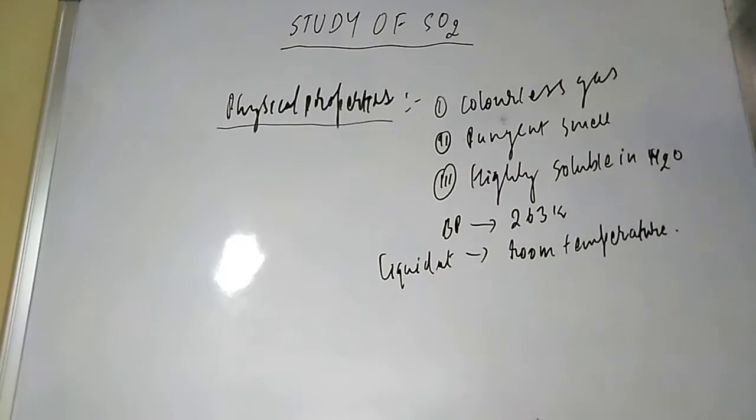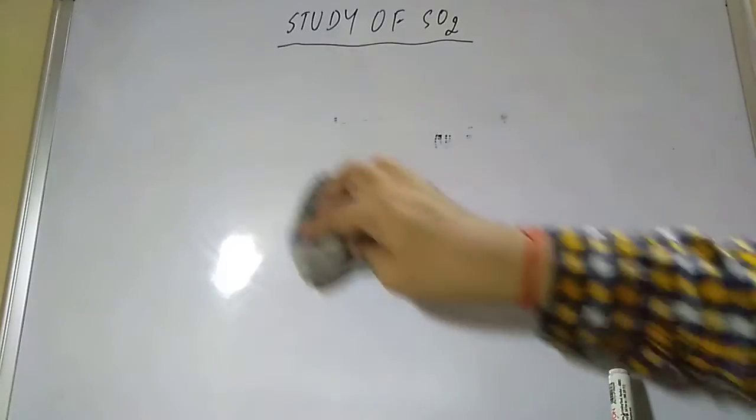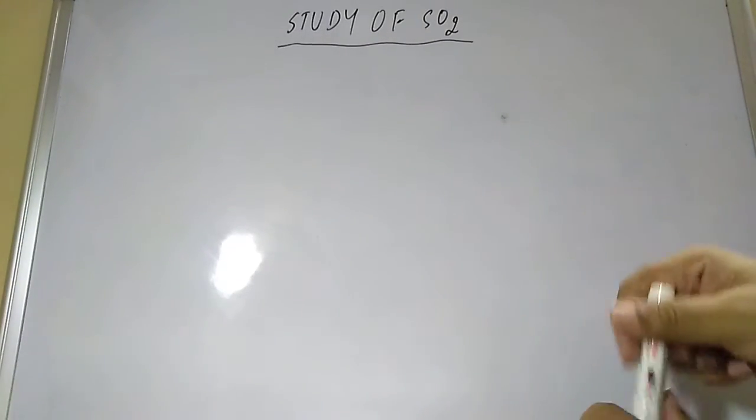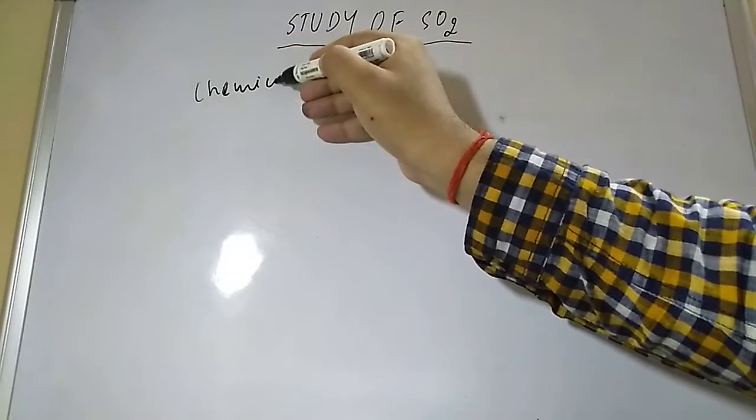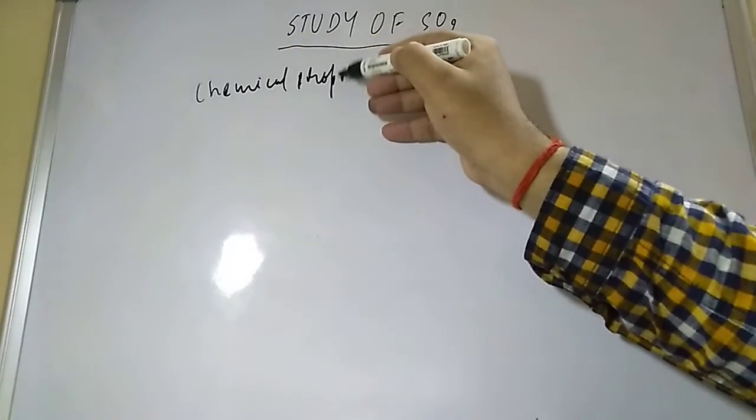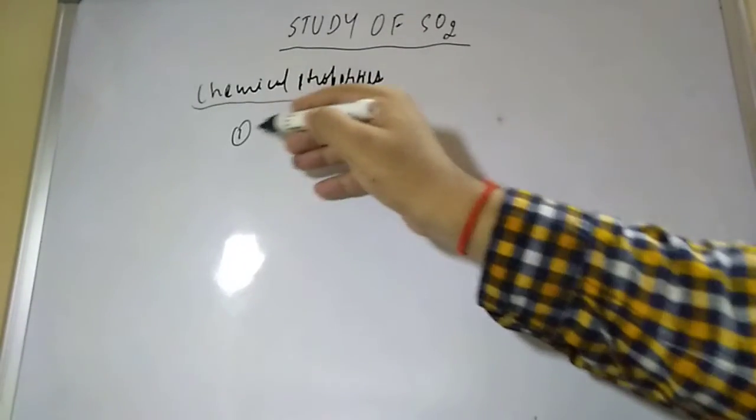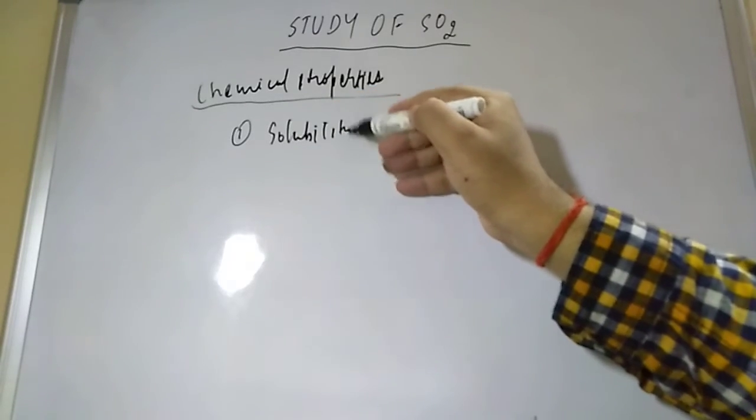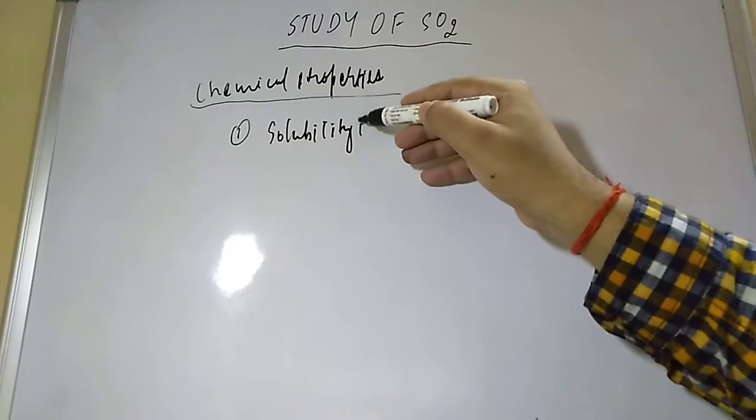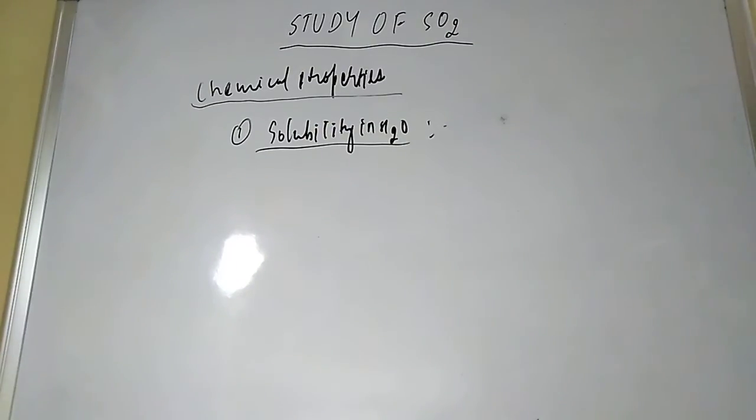Now let us move to the chemical properties. It has a few important chemical reactions. First one is solubility. What is the meaning of solubility in water? Being polar, it is readily dissolved in water.